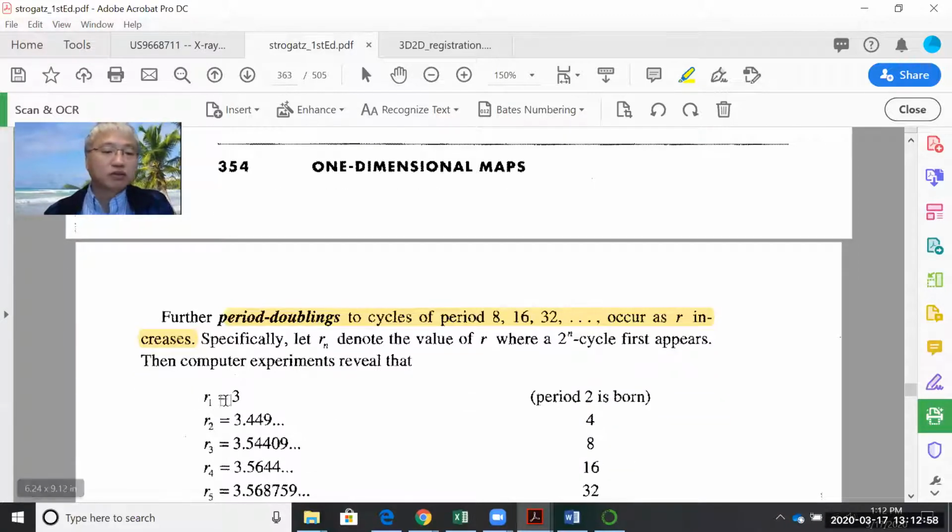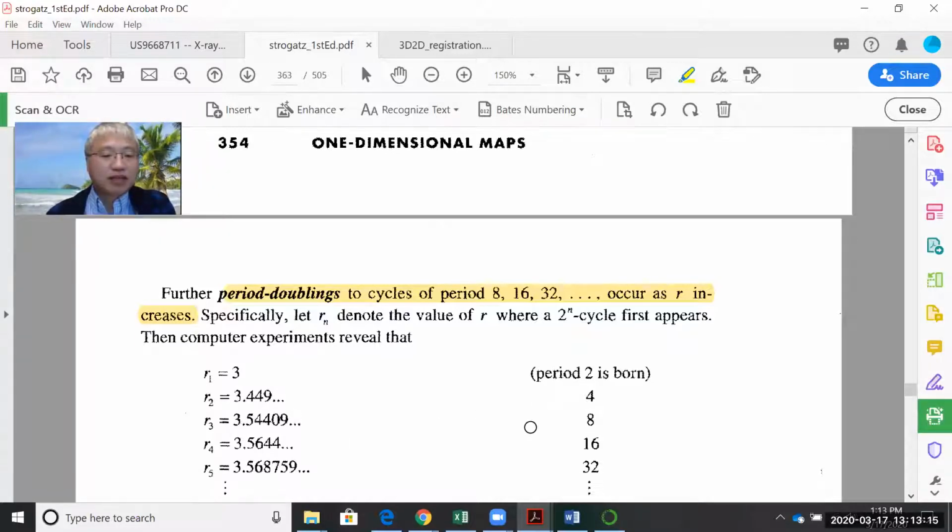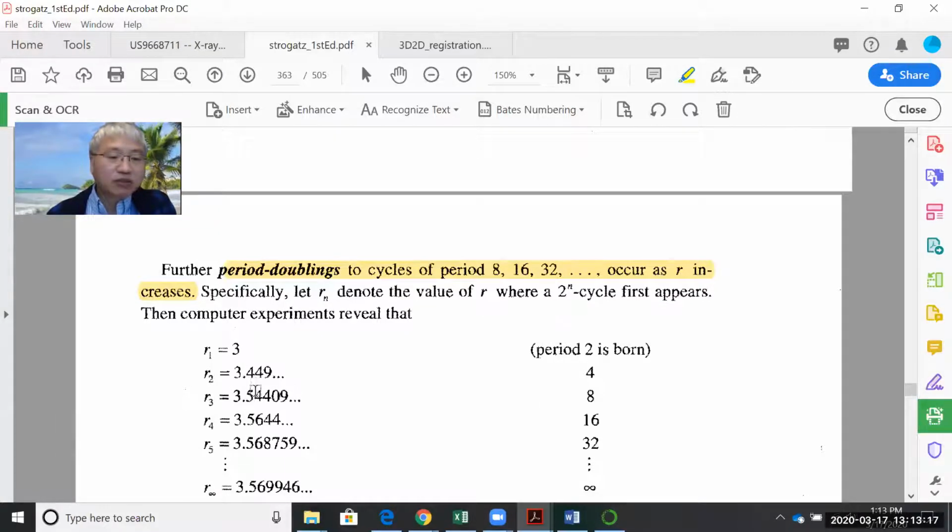So at r equal to 3, we get the first period doubling, so period 2 is born. At r equal to 3.449 is the next doubling, so now it becomes period 4. And at r equal to 3.544 it doubles again. And notice the difference between these successive doubling values is getting smaller and smaller.